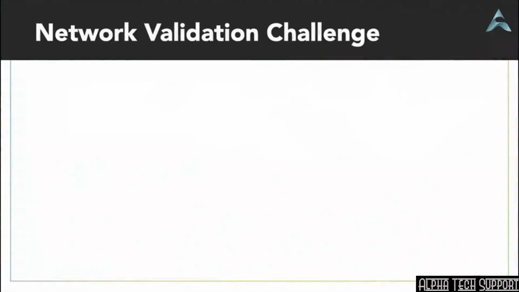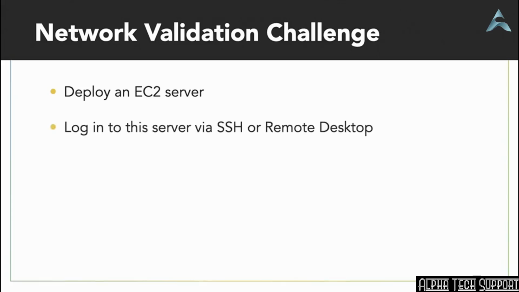All right, it's time for a challenge. So far, we have deployed quite a bit of resources in AWS without any actual validation. This can make finding issues later so much more complex. So for your challenge, go ahead and deploy an EC2 server. It can be Windows, Linux, doesn't matter. Log into this server via SSH or remote desktop, and then verify outbound internet connectivity by connecting to LinkedIn.com.